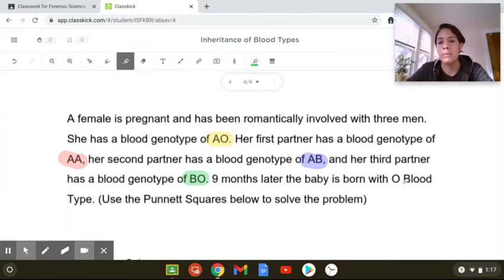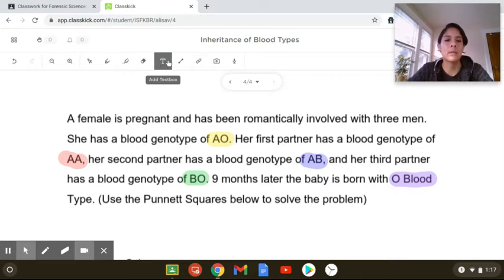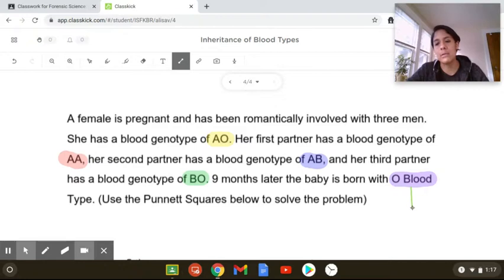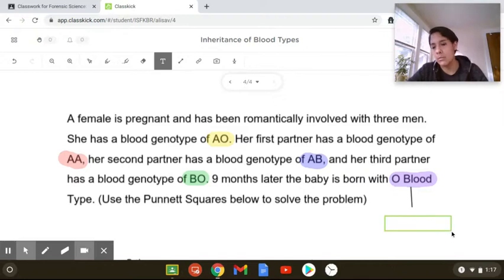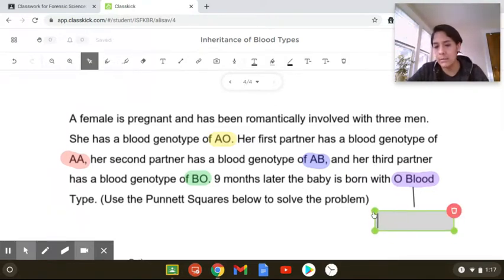9 months later, a baby is born with O blood. Okay, so we know that the baby has O blood. Use the Punnett squares below to solve the problem. So we need to know who the father is. But before we get started with that, we really also need to know what 2 genes a person with B blood has, or a person with O blood has, because we're going to need to look for this in the mixes that we have here.